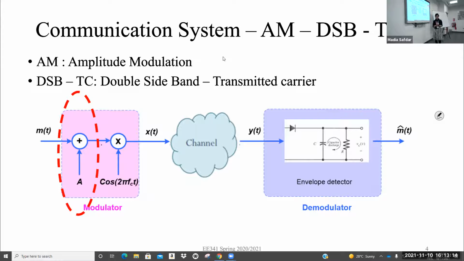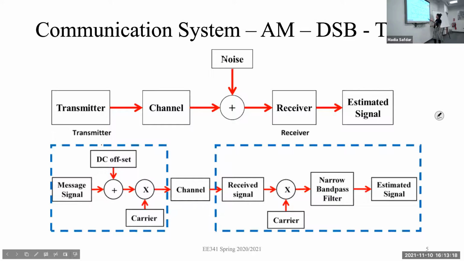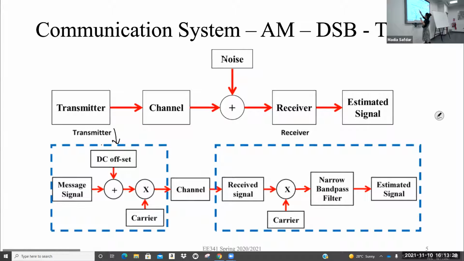Is it okay? Clear? So what happens at the transmitter? I just explained: message signal, DC offset, and carrier. This is the transmitter, and it all comes out and passes through the channel. At the receiver, we receive the signal. Again, we will multiply with the carrier. Then from the band pass filter, this is my original message signal, which I sent from here.